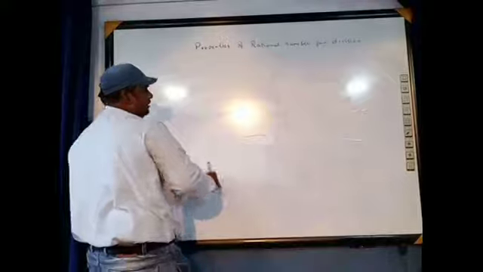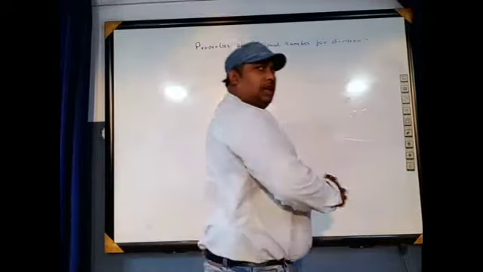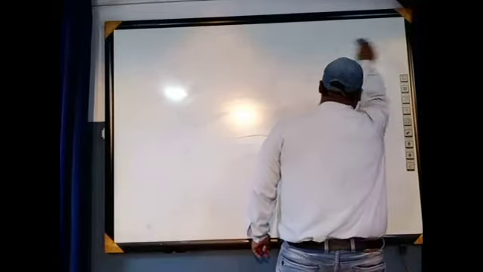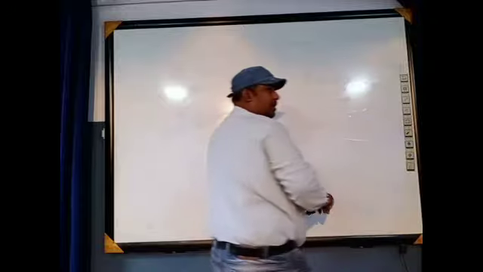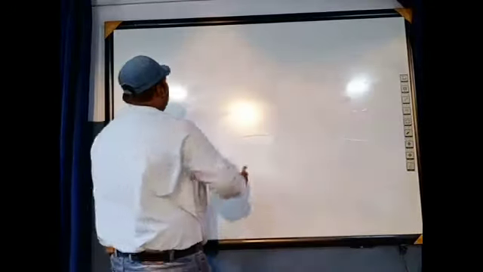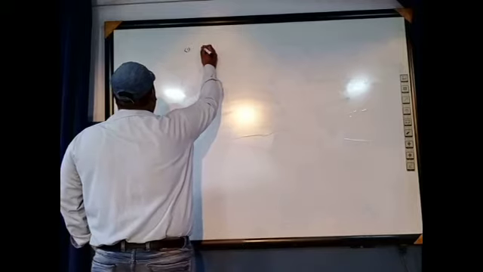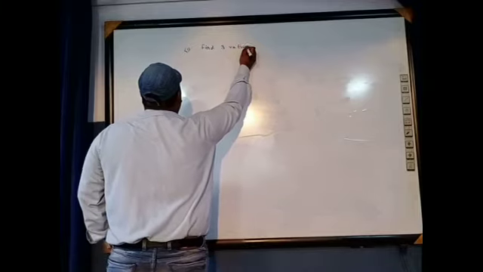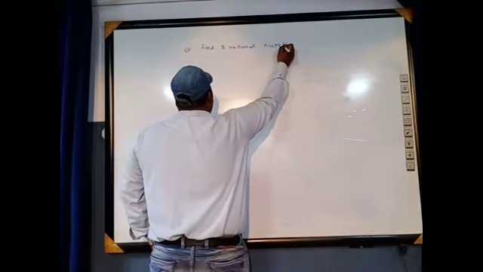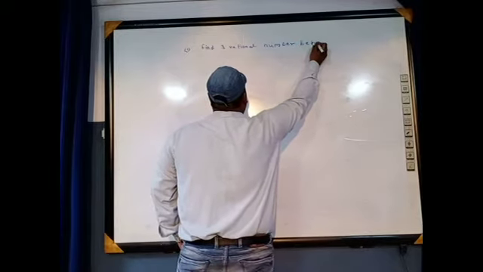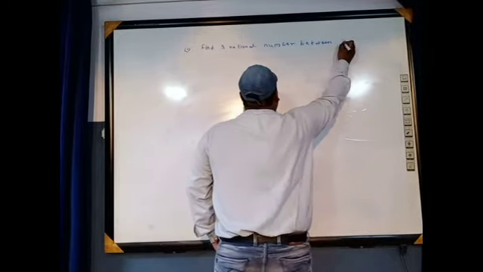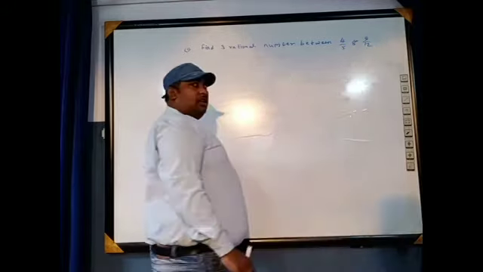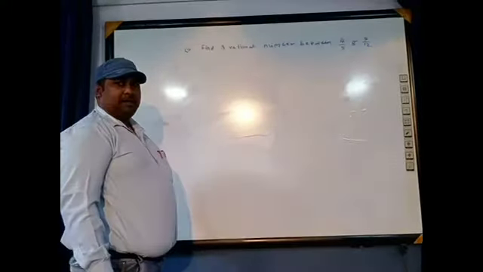So student, come on the next topic, that is finding a rational number between two rational numbers. We have already discussed that property. Now, with the help of formula, the question is find three rational numbers between 4 by 5 and 9 by 12. We have to find three rational numbers between 4 by 5 and 9 by 12.